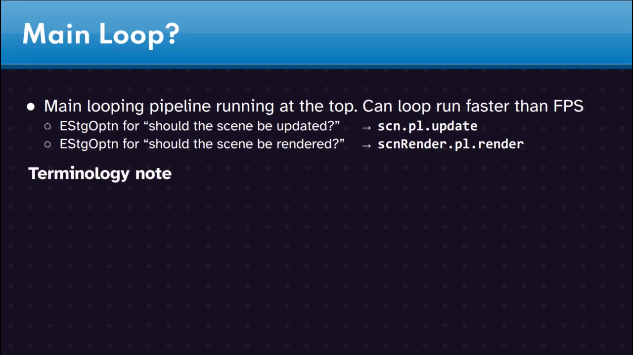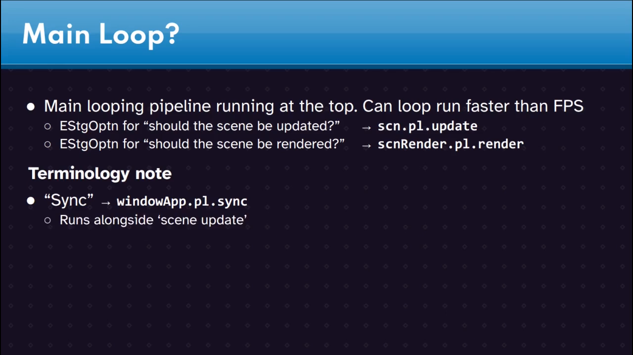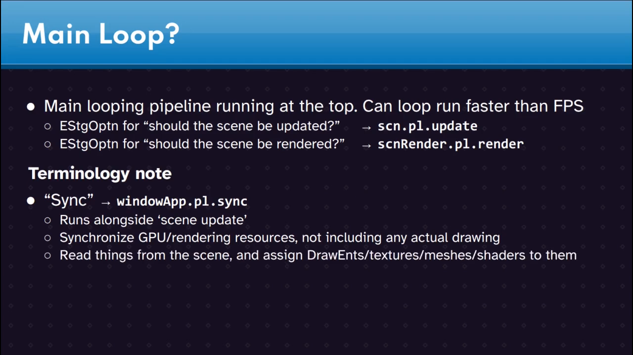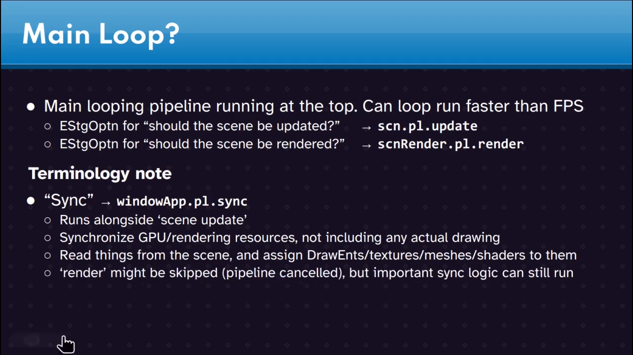And one thing to note is that there's some terminology, which is something called sync, which you would find in this pipeline. This would kind of run alongside the scene update, and this would synchronize the GPU rendering resources without actually doing any drawing. In most games you have update and you have draw, but here we have sync as well. This would just read things from the scene and assign drawable stuff to them. And the reason why this exists is that render can be skipped, right? We might want to skip frames. We might want to do things that are required for drawing, but not actually draw anything.